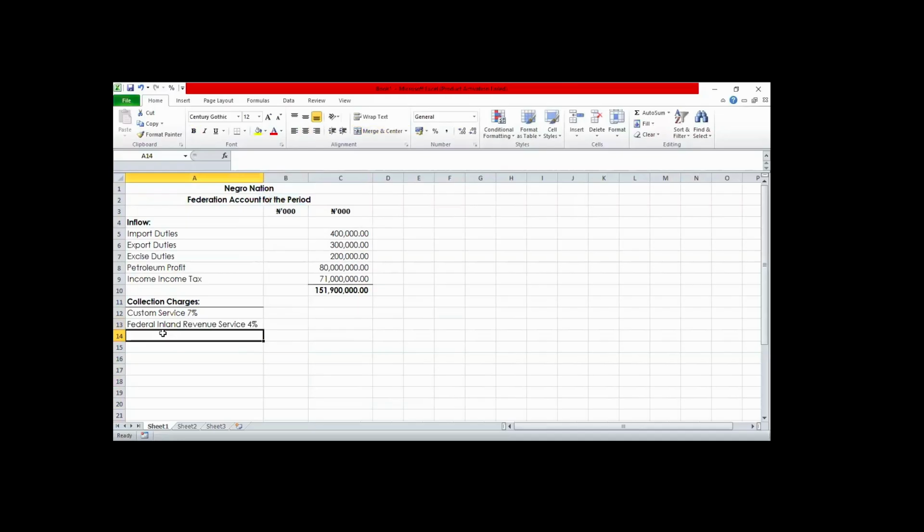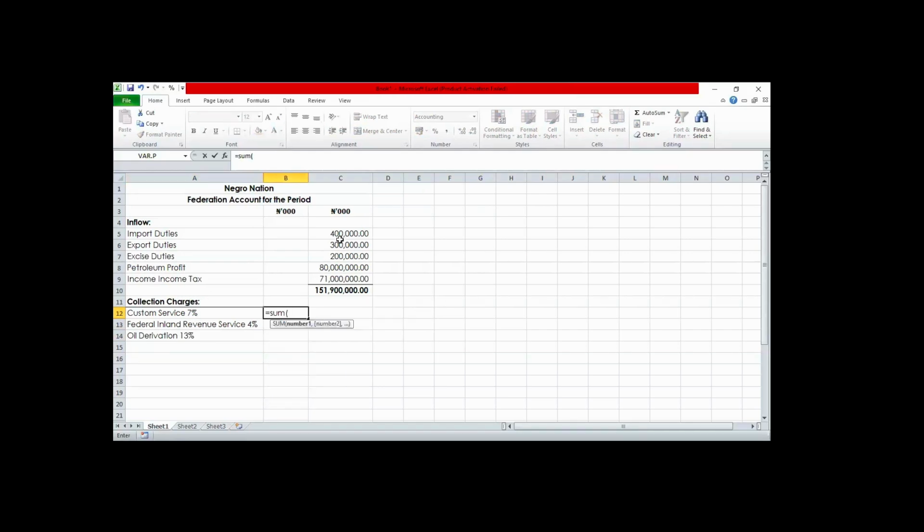Then we have oil derivation. That one is 13%. Now we do the calculation based on revenue collected by each of those. If you look at it, customs are in charge of import, export, and excise. Then the calculation we do in such a way that, what is the sum of everything there?